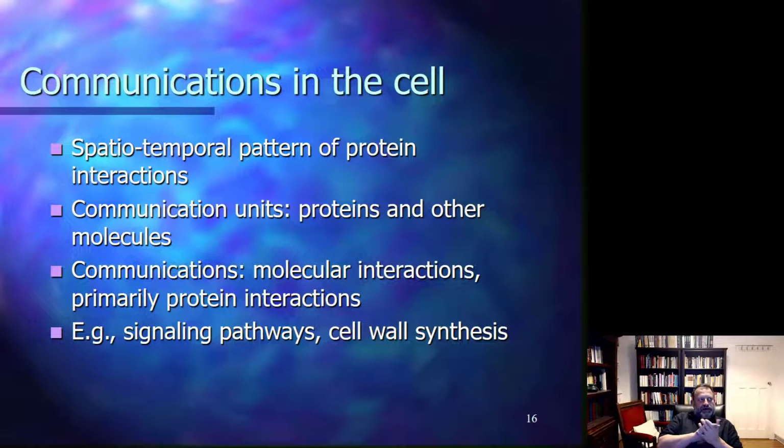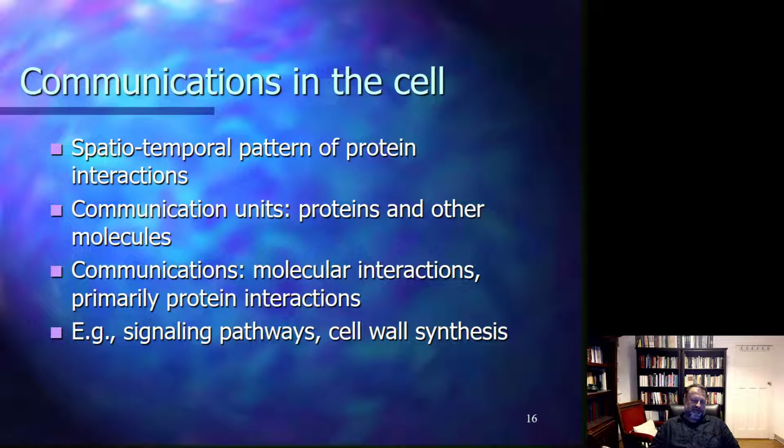So, taking the view of the systems theory that we introduced in the previous lectures, we can look at the cell as a communication system. So here, the spatial-temporal patterns of protein interactions will be seen as communications. So the communication units are the molecules, primarily the proteins, and the communications are the interactions between these molecules and the patterns of these interactions.